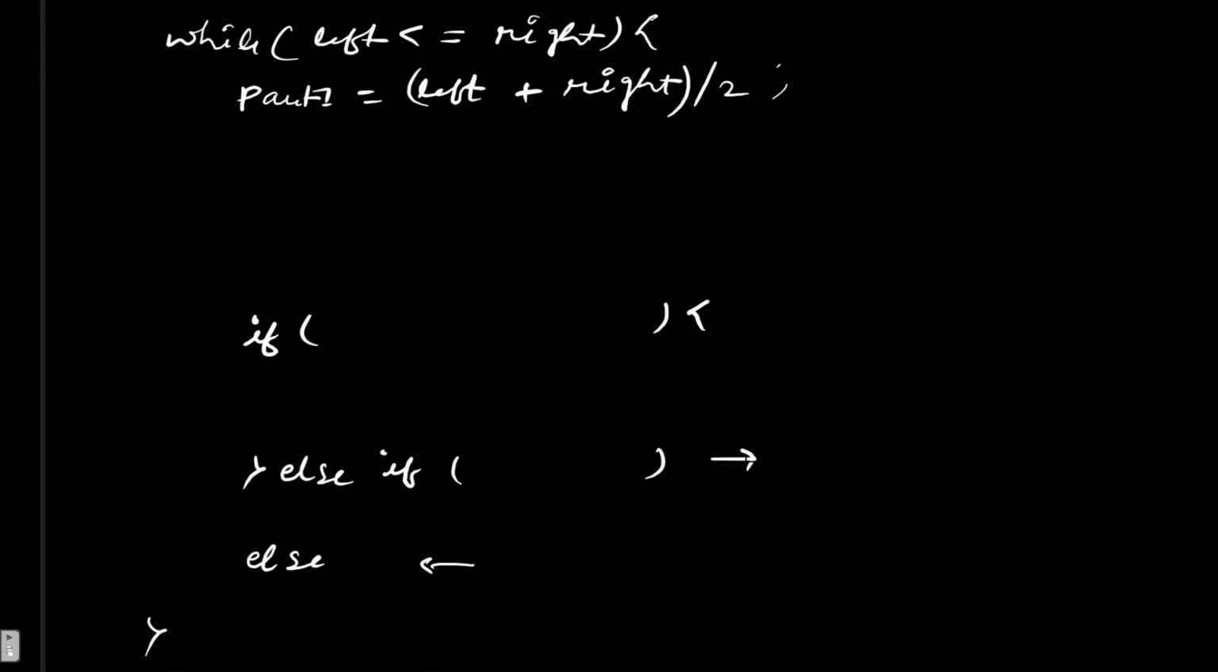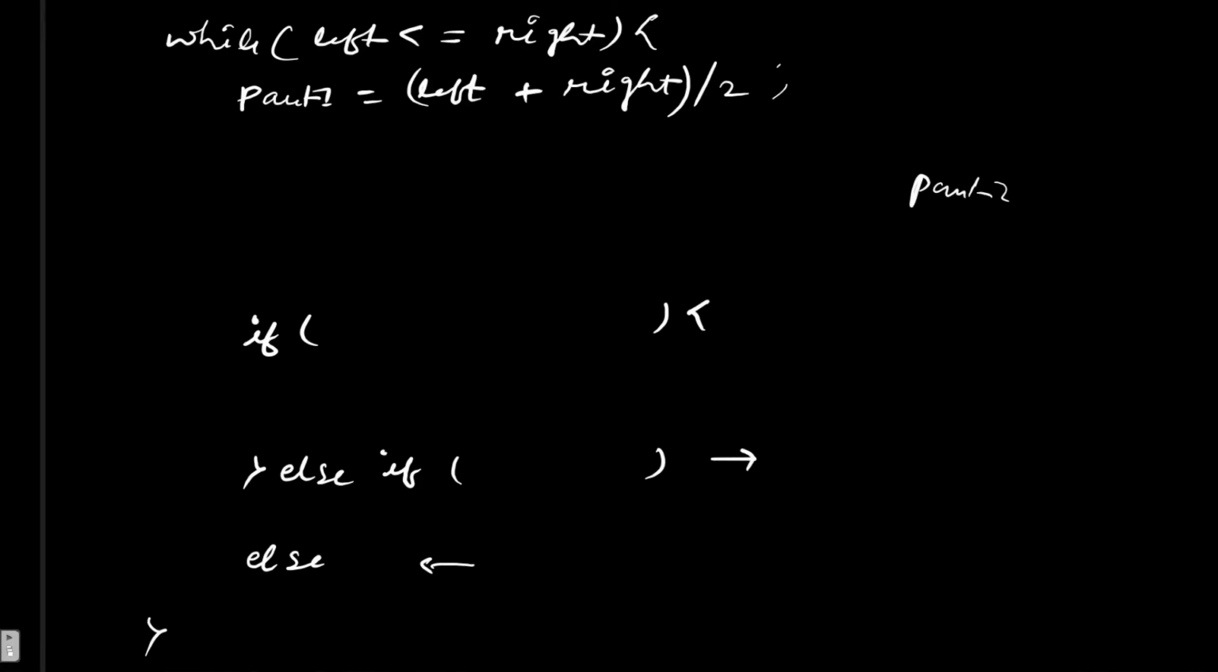And for some cases, we have to move either left or right. So if this condition is true, then we have to move left or right. We'll try to find out all the cases. I have already found the partition 1. Partition 1 will be found from left plus right by 2. So how can we find the partition 2?